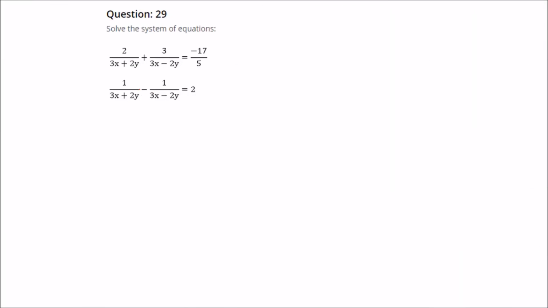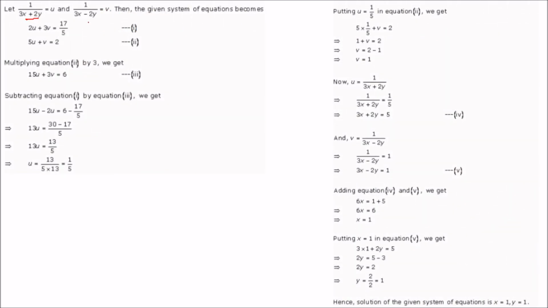The next equation we have already done, the equation of this type. Now you can just put 1 by 3x plus 2y as u, 1 by 3x minus 2y equal to v. The equations become like this. Now we have 3v here, we have a v here. It's very simple to multiply the whole of this equation by 2. So you get 15u, you have to multiply it by 3, sorry. So 15u plus 3v equal to 36. So you have these two equations. Now the first equation is what? This one, 2u plus 3v equal to 17 by 5.